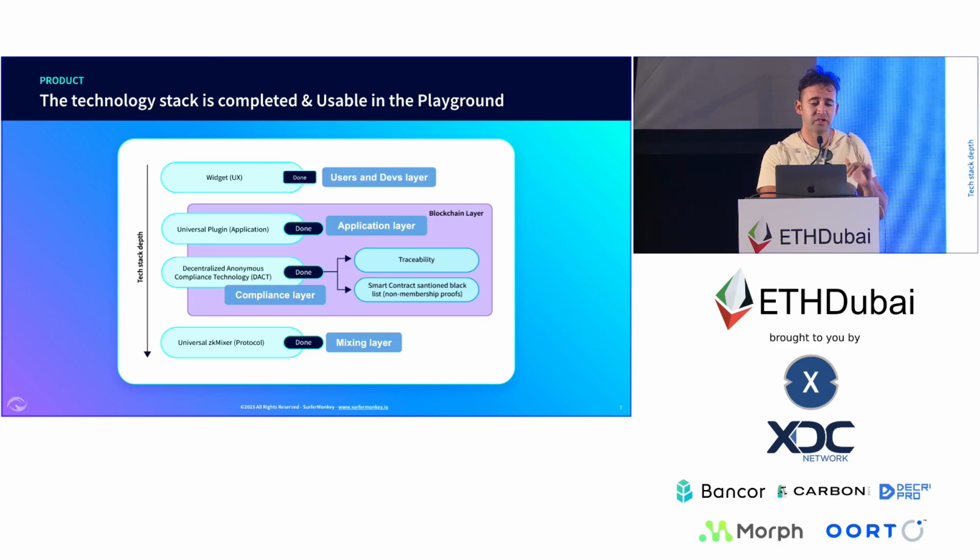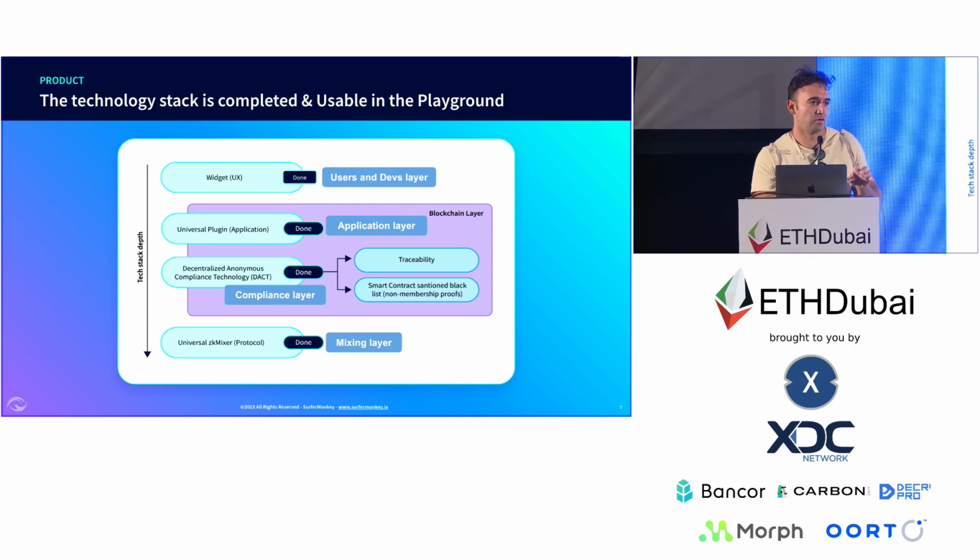So the technology stack, it's all done. Our product is finished. It's divided in different layers. At the bottom, we have the mixing layer via our universal ZK mixer. Then on top of it, we have the compliance layer, which is the decentralized anonymous compliance technology. It has 2 main verticals, the traceability for the mixing and a firewall of sanctioned addresses at the actual smart contract level via non-membership proofs.